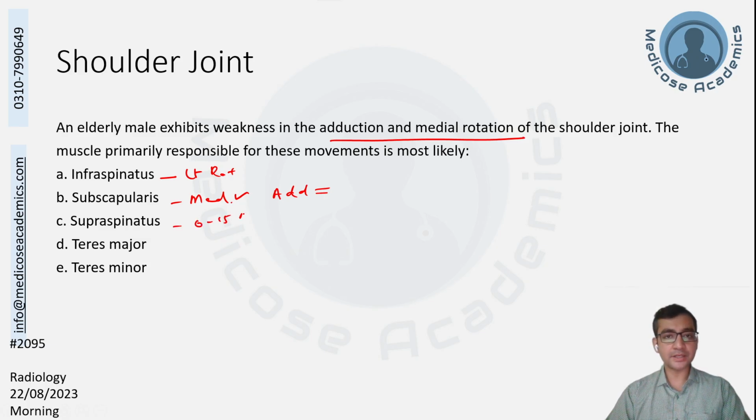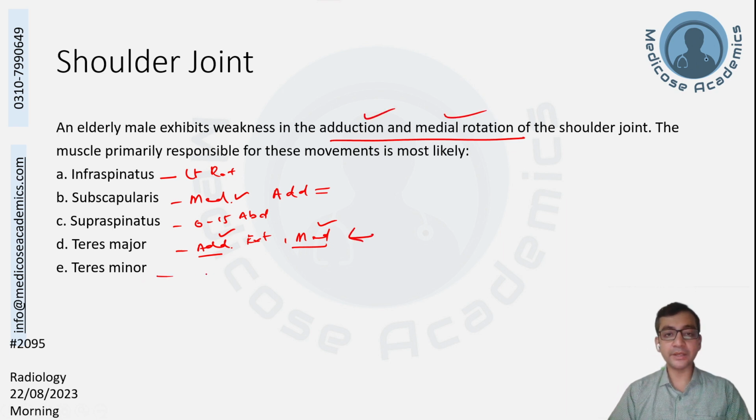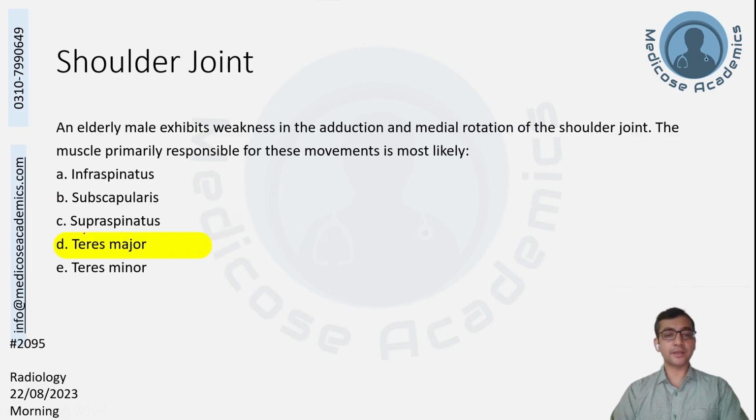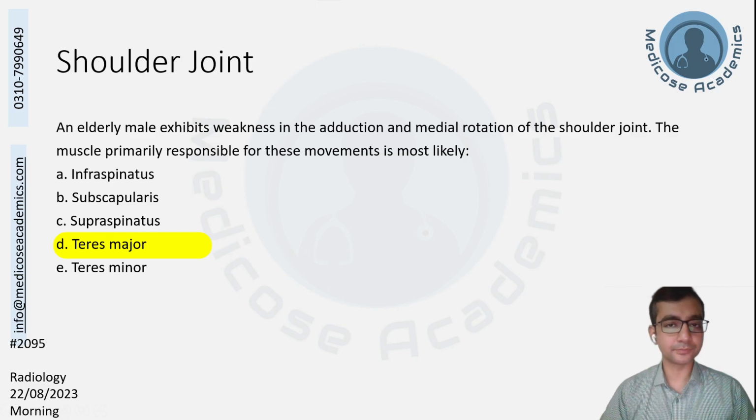Supraspinatus does 0 to 15 degrees of abduction. Teres major is an adductor, an extender, and a medial rotator, and both of these functions, adduction and medial rotation, are very strong. So this looks like a good candidate. Teres minor is a lateral rotator and an adductor. So the only possible answers are subscapularis and teres major, and as both of these functions are done more strongly here, the preferred answer is teres major.